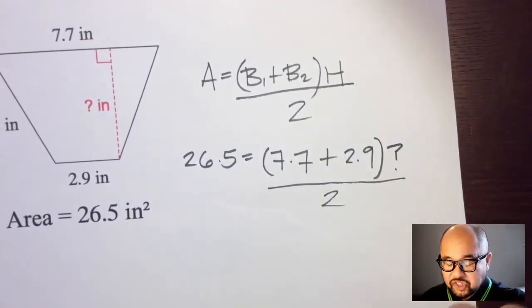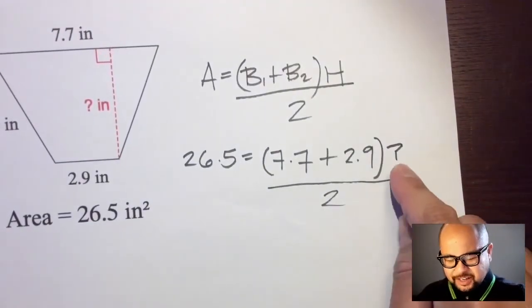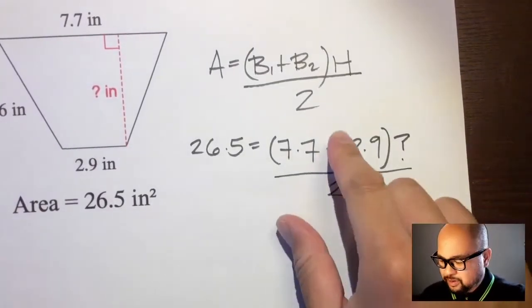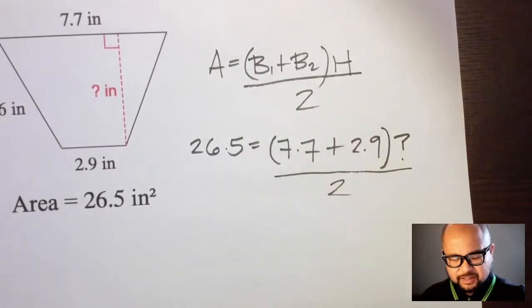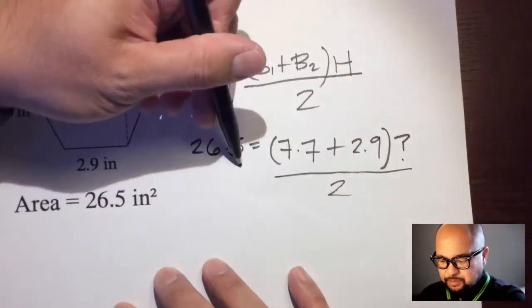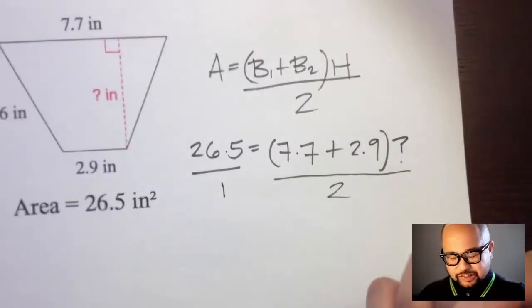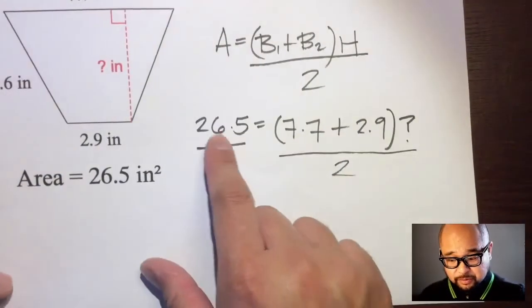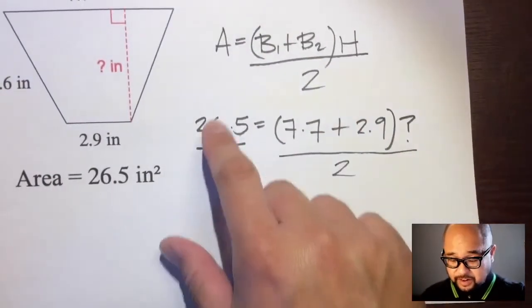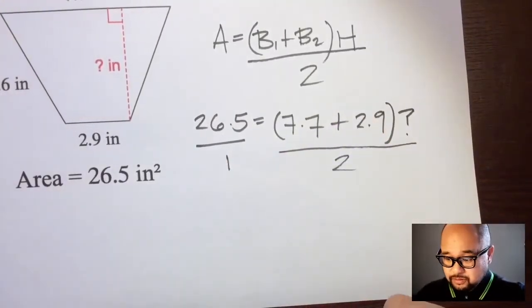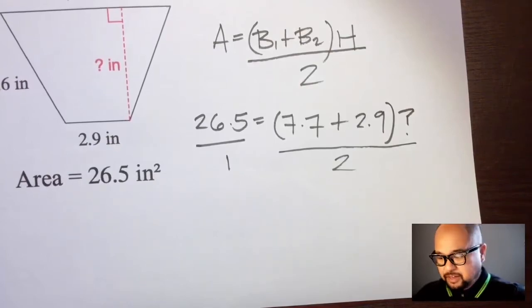There's a couple ways to get the question mark by itself. One thing I like to do is, well, we have a fraction on this side. Let's make this into a fraction. Let's put a 1 under here. So it looks like we have a proportion. We have a fraction equals another fraction, or a ratio that equals another ratio. How do we solve proportions? Let's cross multiply.